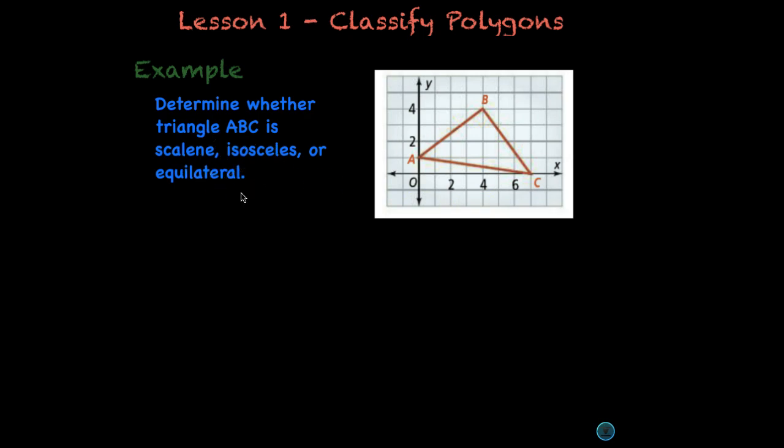Scalene means that each side has to be different. There can be no sides that are congruent, so all three sides need to have different lengths. Isosceles means that we have two sides that are congruent, or two sides that have exactly the same lengths. And finally, equilateral. Equilateral means that all three sides are exactly the same length, so they would have to have the same measurement. Well, how do we find the lengths of the sides?